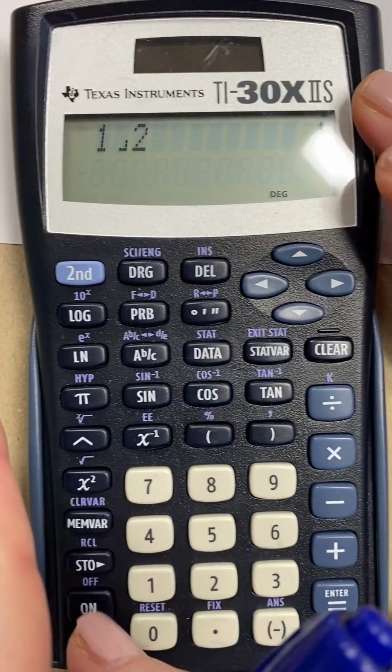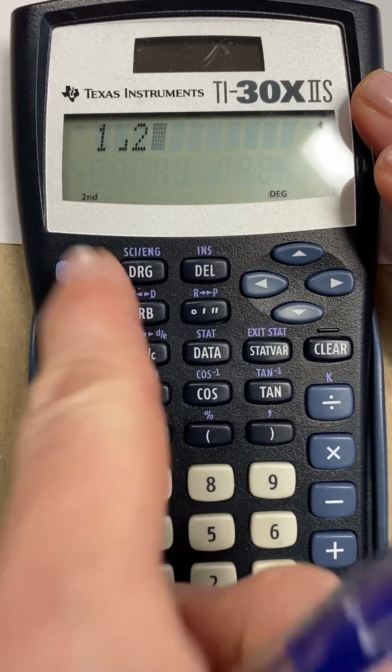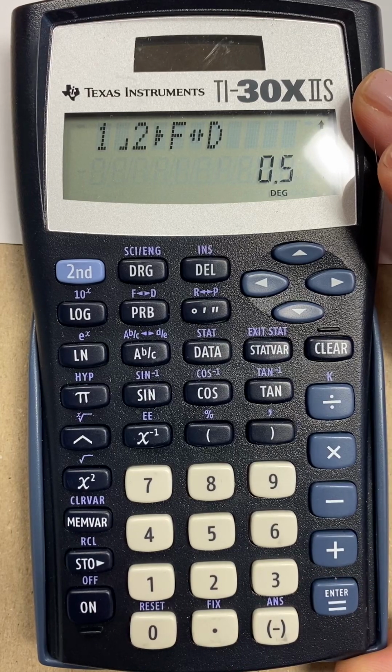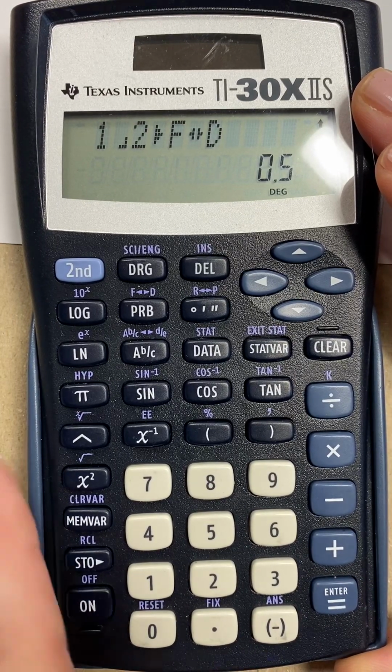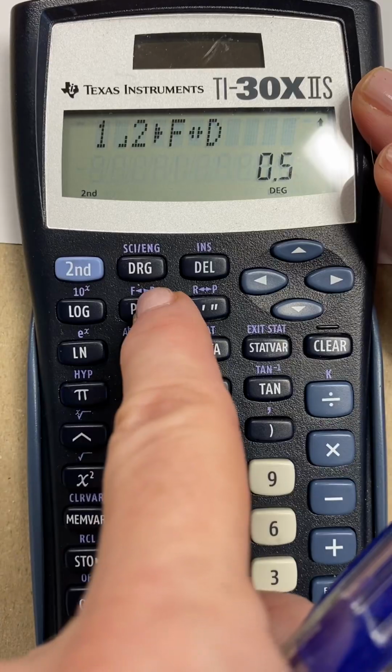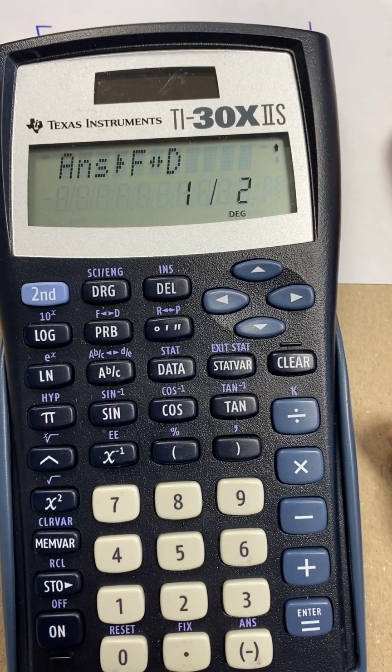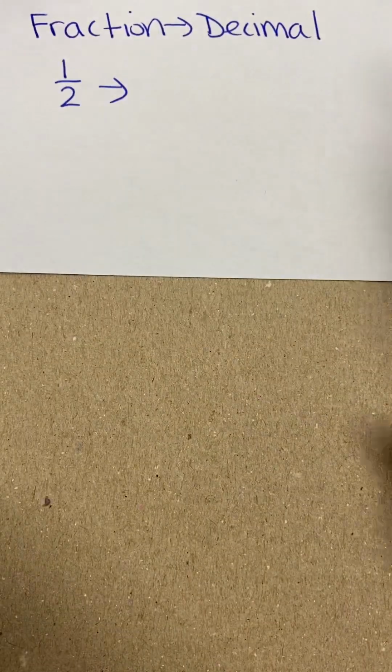So I will hit, whoa, I hit my stand, second, and then that button, and watch what happens when I hit equals, 0.5. And if I want to go back again, I hit second, fraction to decimal, whoa, I'm really messing up here, and hit equals, and I'm right back to 1/2. So that is how you do that.